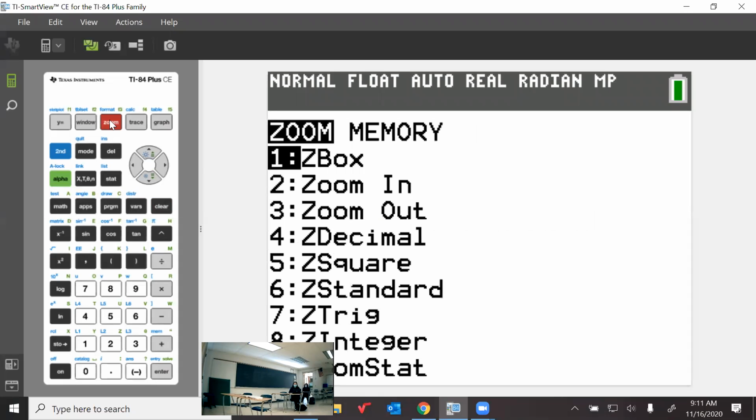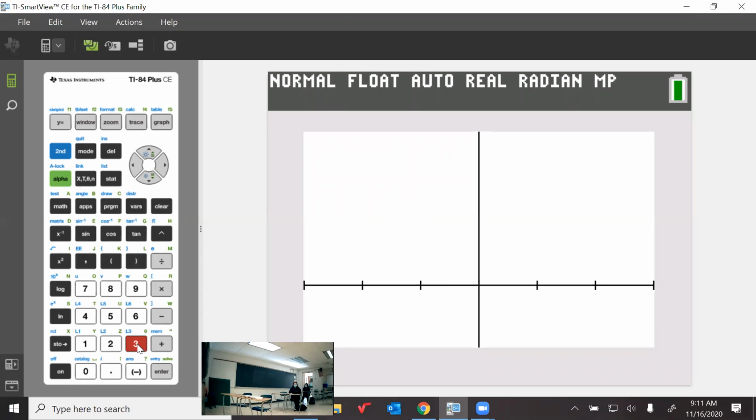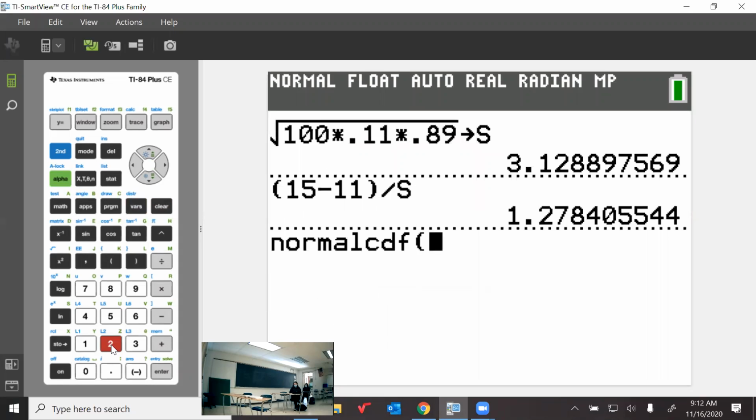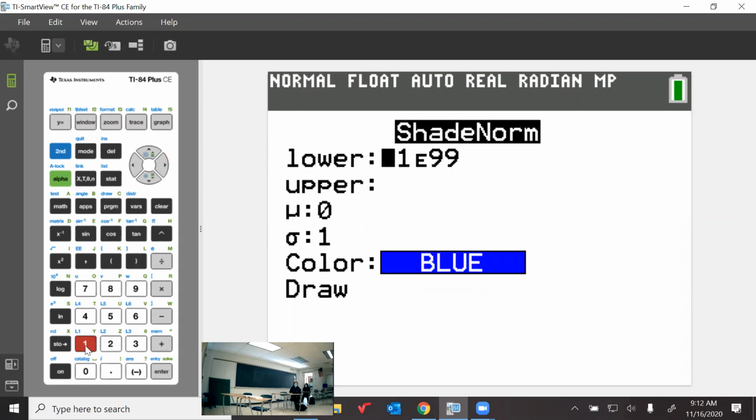So we go here. First, I'm going to go to Zoom, Memory, Recall. And that was the window we set up to draw the standard normal curve. And that stays in there. You don't need to reset this. Once you put it in there once, in the Zoom memory store, it stays there unless you type over it. So I go second distribution, normal CDF, second distribution, draw, shade the normal curve.